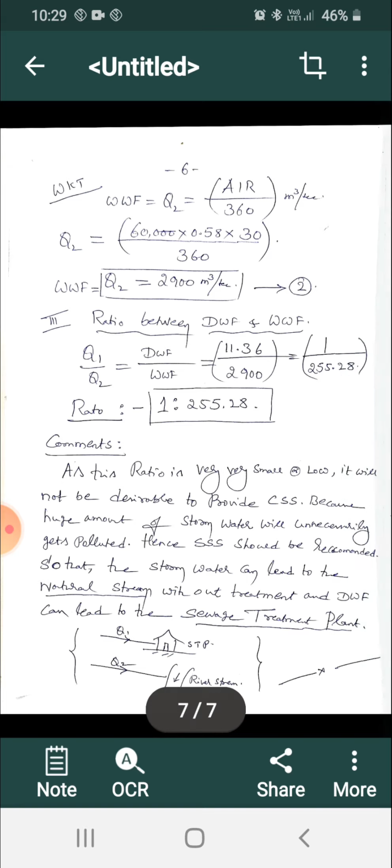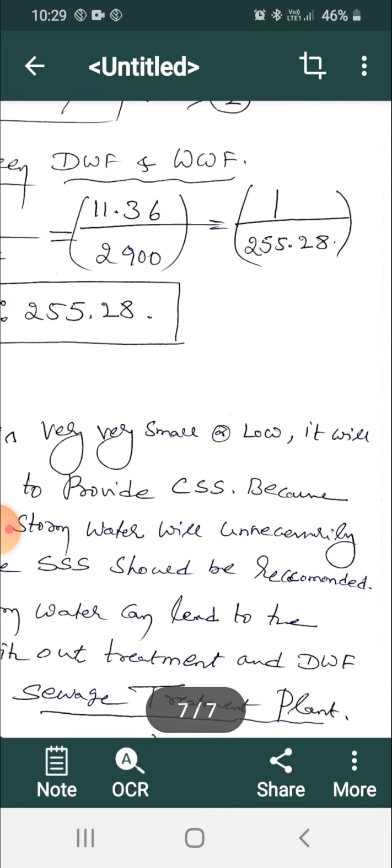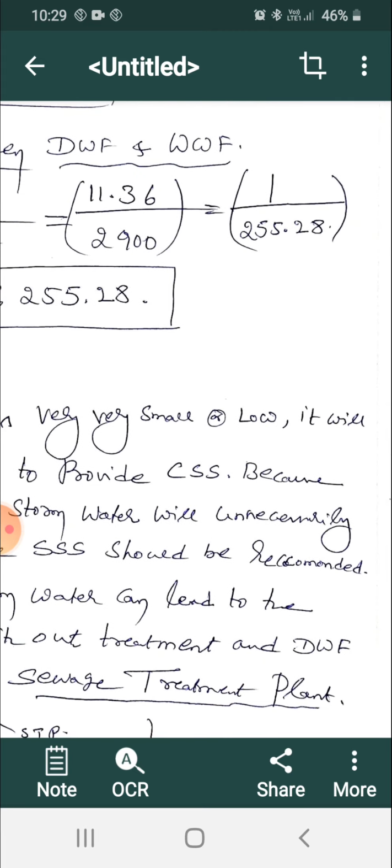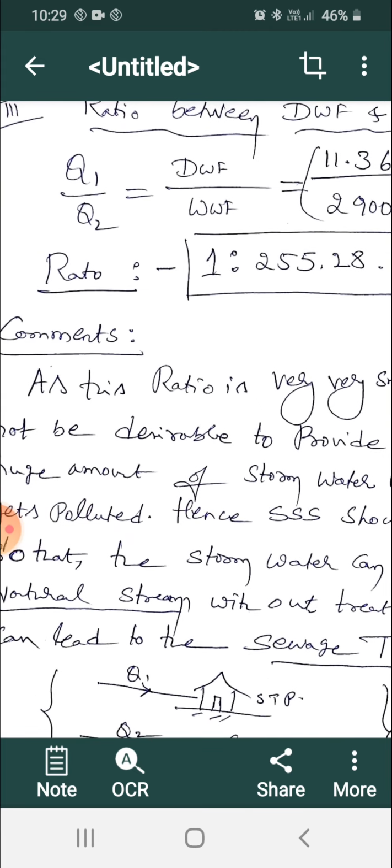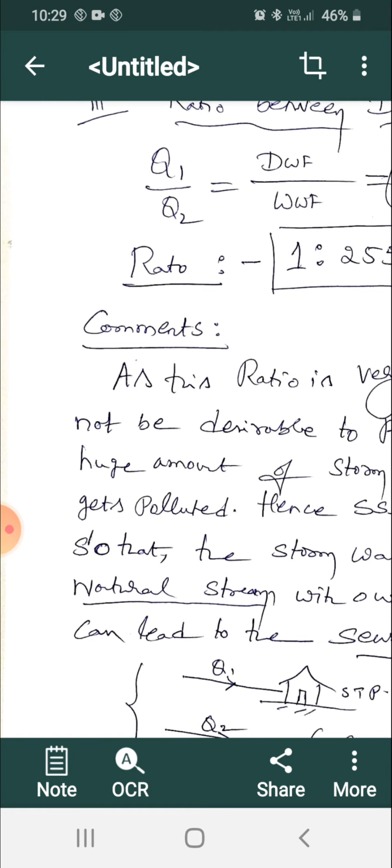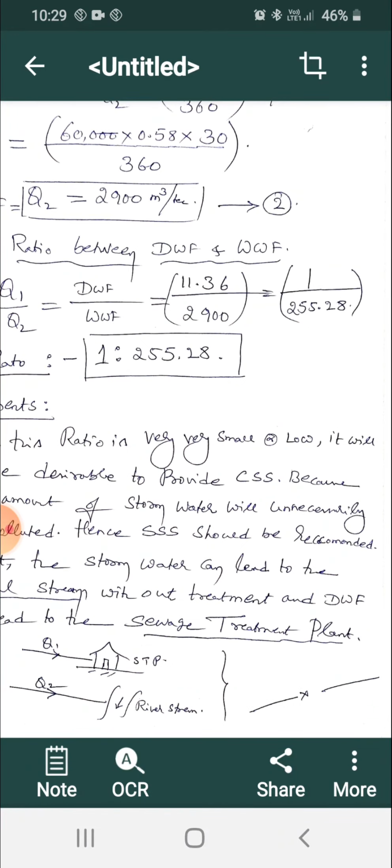As this ratio is very small or very low, okay, very small or low, it will not be desirable. It is not desirable to provide a combined sewerage system. Combined means Q1 + Q2 added together into one single pipeline; that is what we call combined.